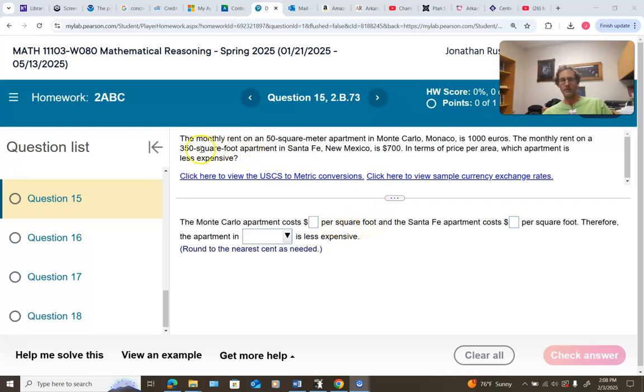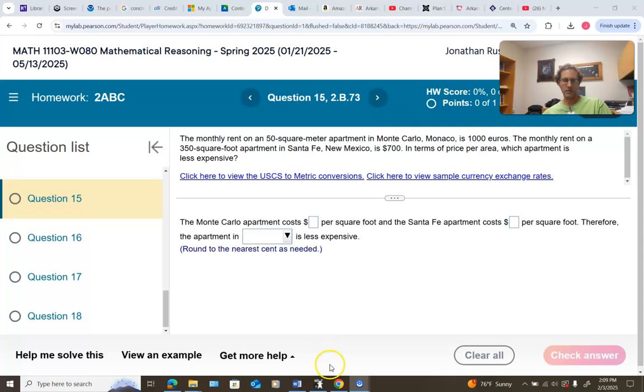Well, one is already given in square feet. So we're going to have to convert the apartment in Monte Carlo from 50 square meters to square feet. And then we also want to know the price per square foot, which means we're going to need to convert these 1,000 euros into dollars. Dollars per square foot.